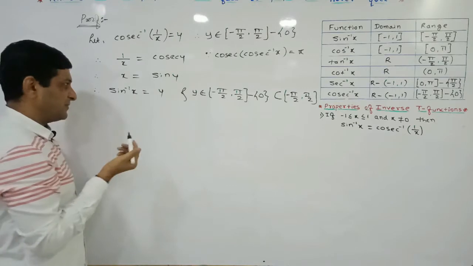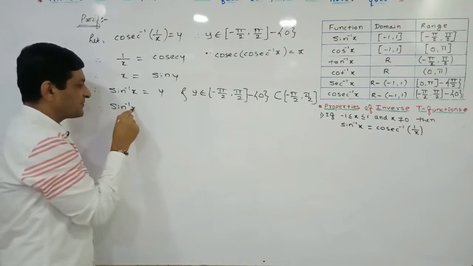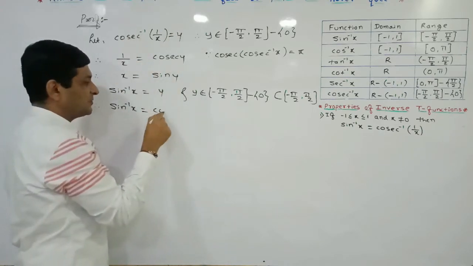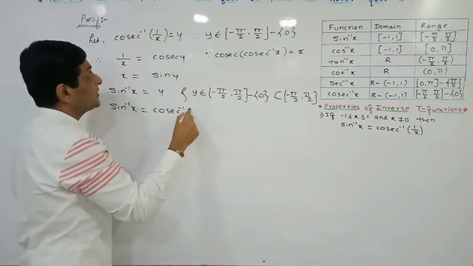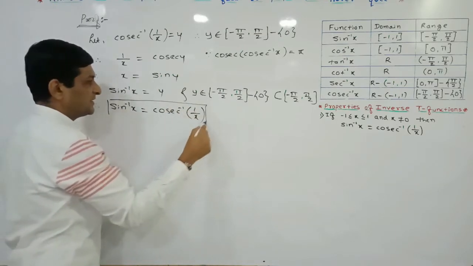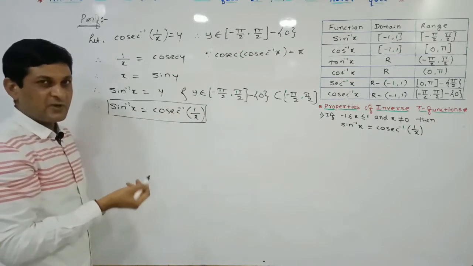Here y lies in the range of sine inverse. So keep the left hand side, sine inverse of x, as it is, and y is nothing but cosec inverse of 1 by x. In this way we have proved that sine inverse of x is equal to cosec inverse of 1 by x.